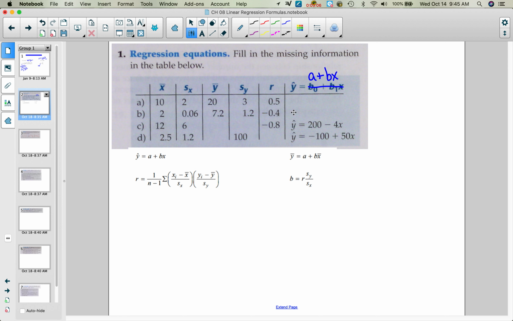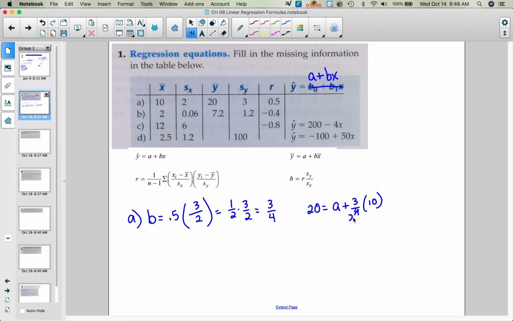Because I know I'm going to use this formula right here, and I can fill in. I know that r is 0.5, and I know that s sub y is 3, and s sub x is 2. So I get 1/2 times 3/2, so we get 3/4. So my slope is 3/4, and now I have to find the value of a. Well, this formula right here is going to help me because I know everything else. So you want to try and find a formula that you know everything except one thing. So I know y bar is 20. I don't know a. I know b is 3/4, and I know x bar is 10.